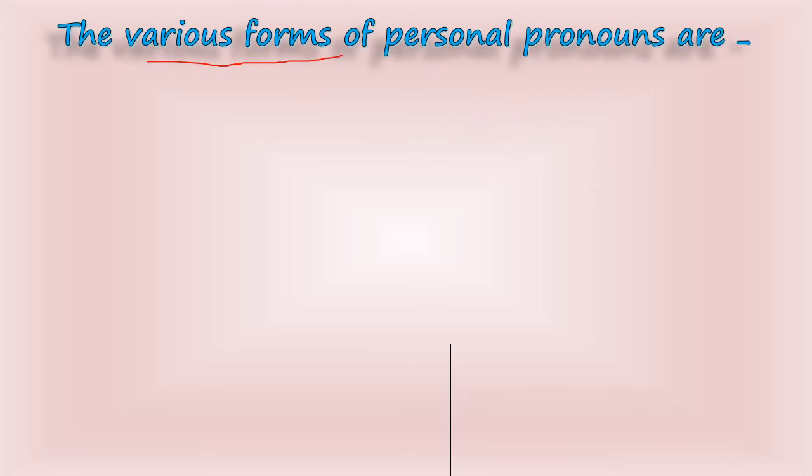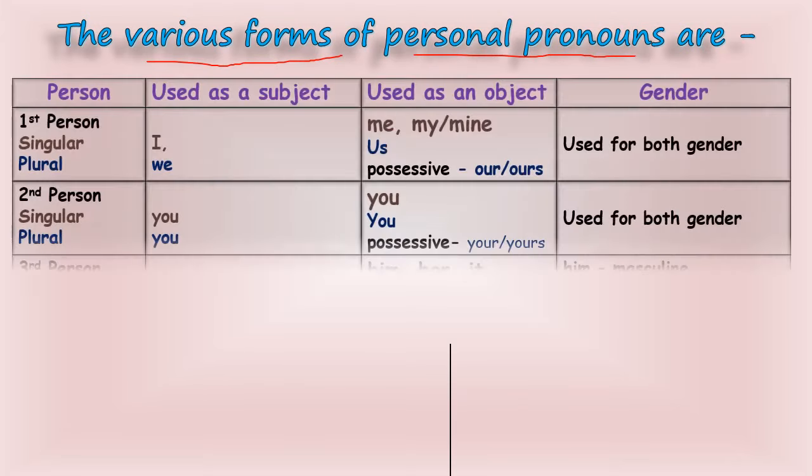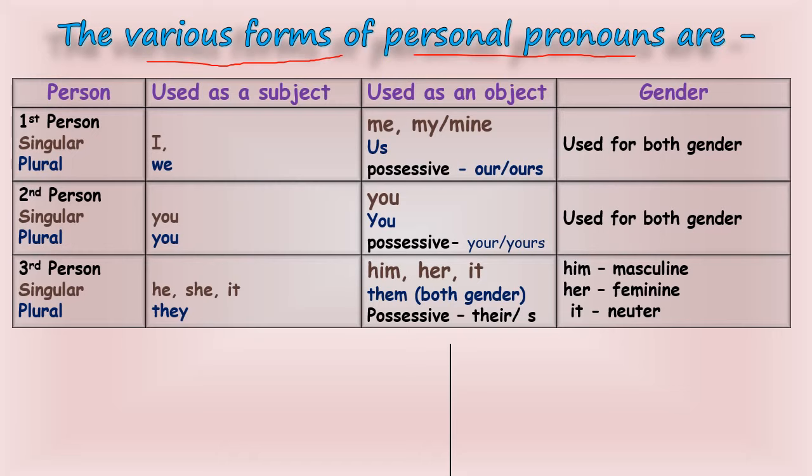Now children, in this we will see what are the various forms of personal pronouns. Various forms of what? Personal pronouns. See here in this table. In the first column, we have person pronouns. Second, what are the personal pronouns we are going to use as subject? And third, what are the personal pronouns we are going to use as object? And for which gender we are going to use it. Okay, so there are 4 columns.